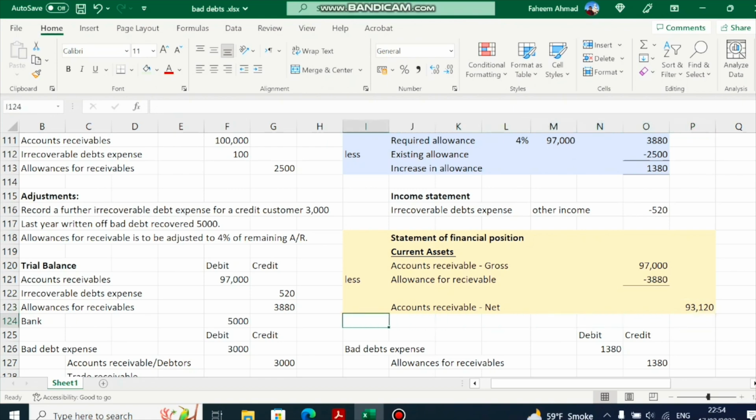So that's pretty much the concept of bad debts and allowances for receivables.